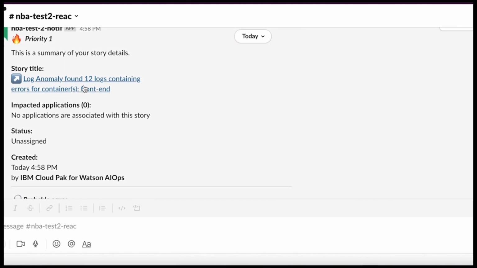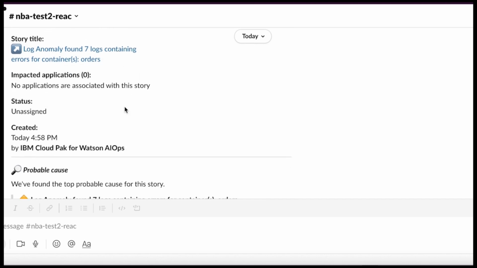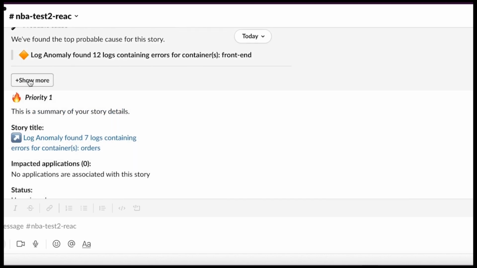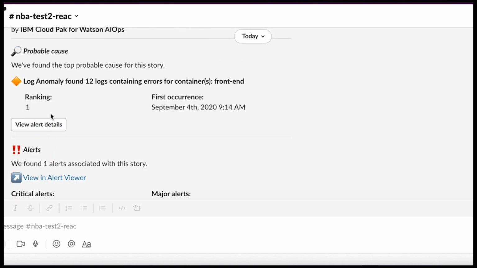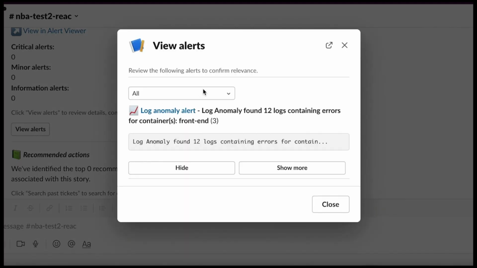In this demo, we ingest different files into different components of a few applications AIOps is monitoring. We start to see stories being created with different log anomaly alerts in ChatOps. The first alert is from a component of SockShop application.